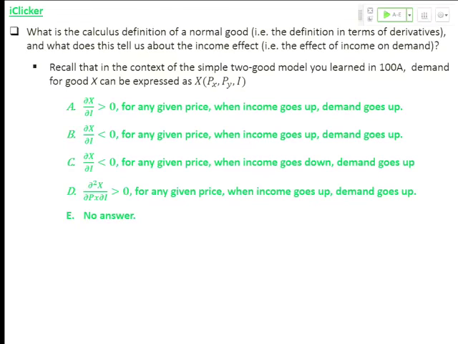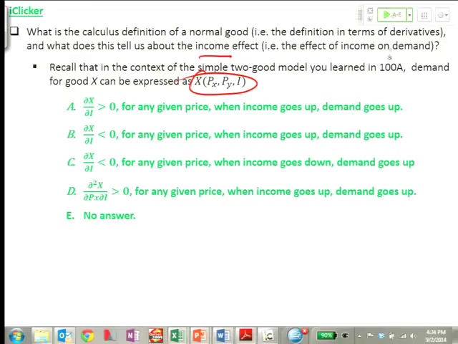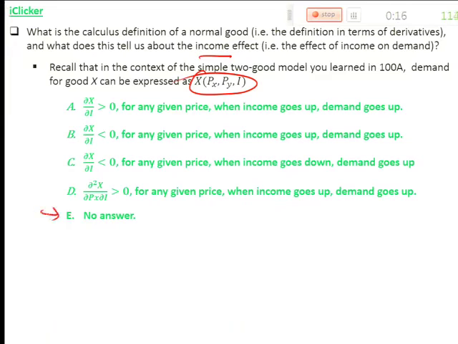And what does that tell us about the income effect, i.e. the effect of income on demand? So recall in the context of the simple two-good model you learned in 100A, demand for good X can be expressed as a function of the price of X, the price of Y, and your income. Here are 4 different mathematical expressions, or inequalities rather, in different definitions. I'll give you 30 seconds or so. This is just to yourself, not with your neighbors. Again, I'm not giving any points for getting it right. That's why there will always be a no answer option.